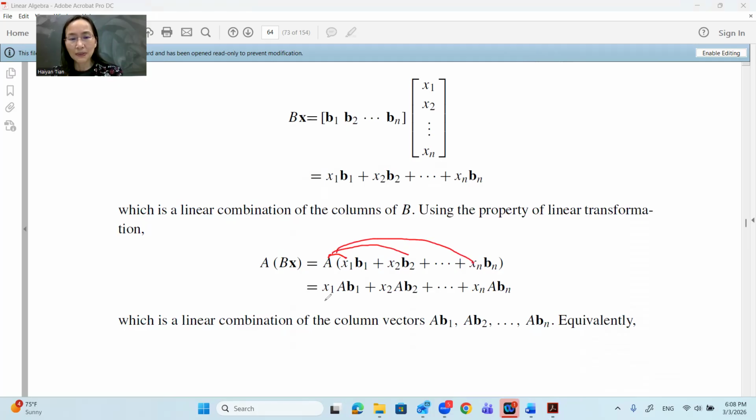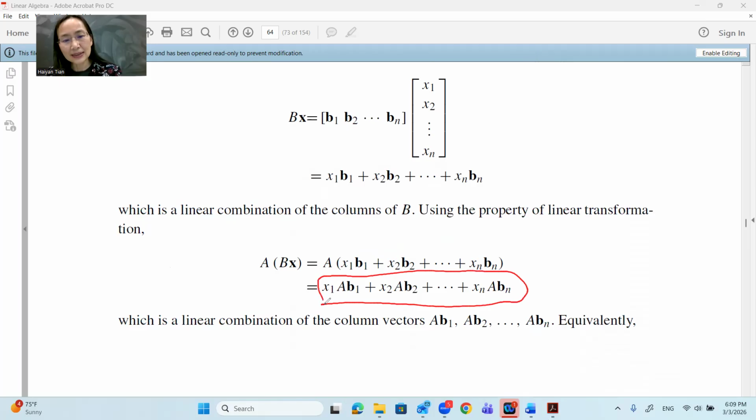So we can apply A onto each term and then move the scalar multiple outside of A, because A is a linear mapping. As a transformation matrix, A defines a linear transformation, as we know. Any matrix defines a linear transformation. So here we're using the linear transformation property to get this.